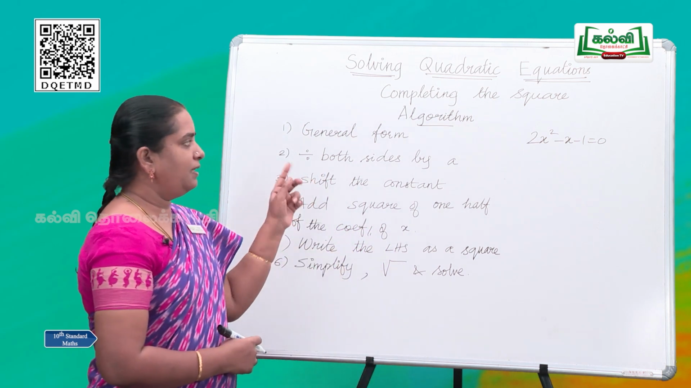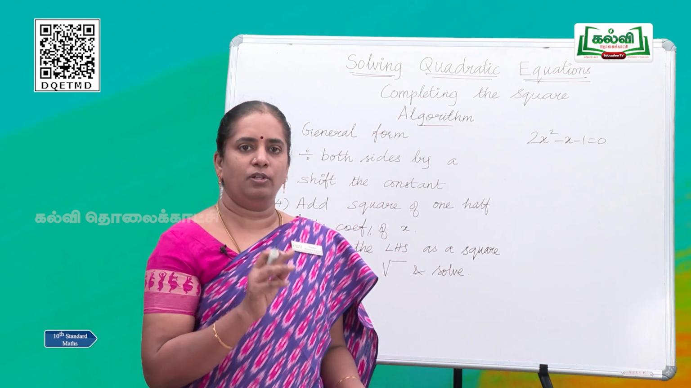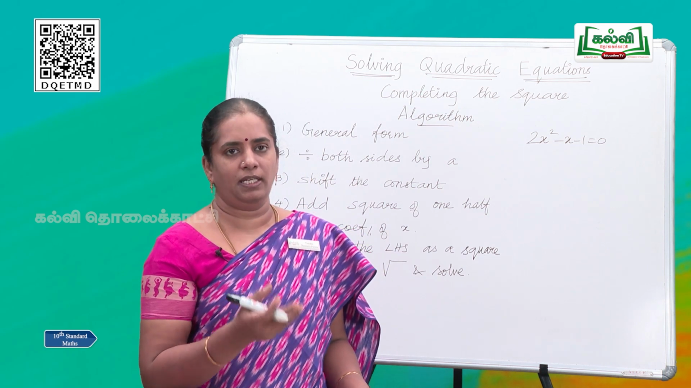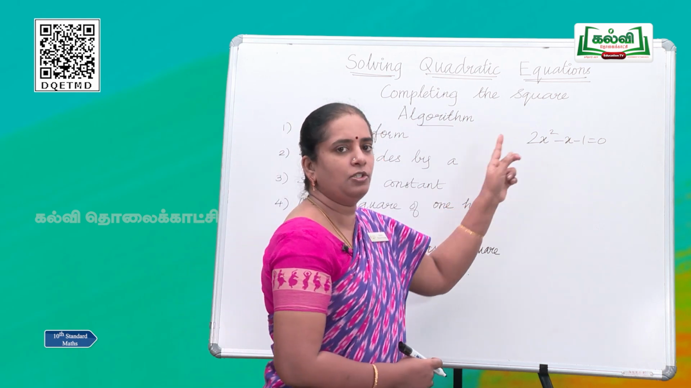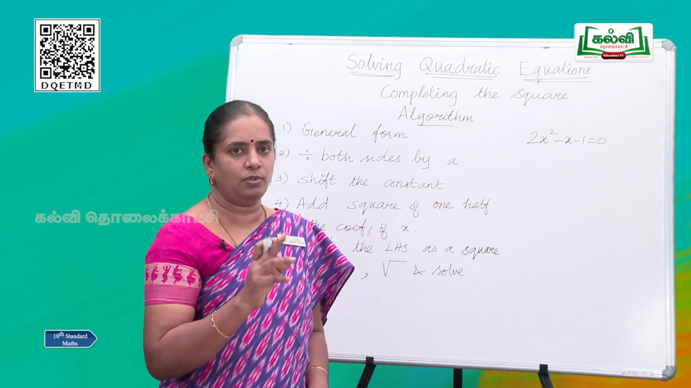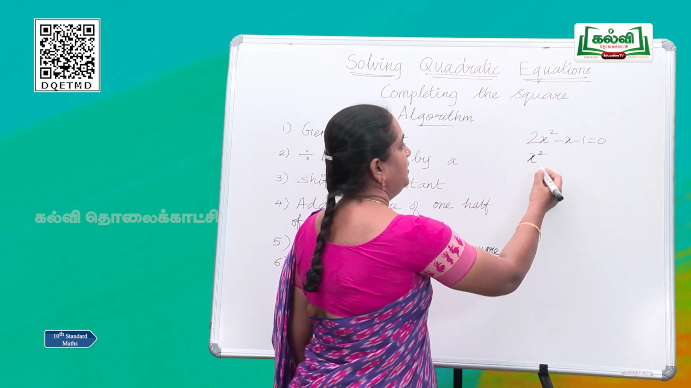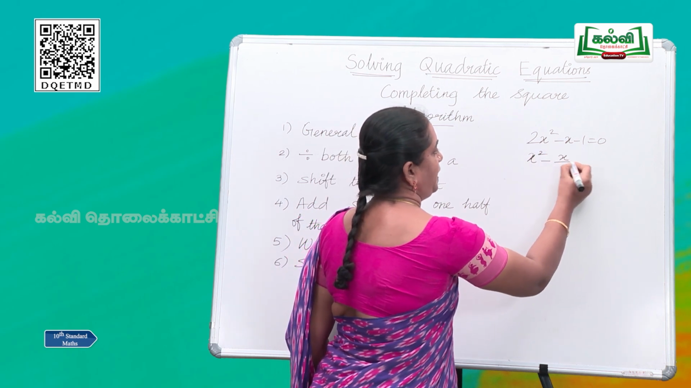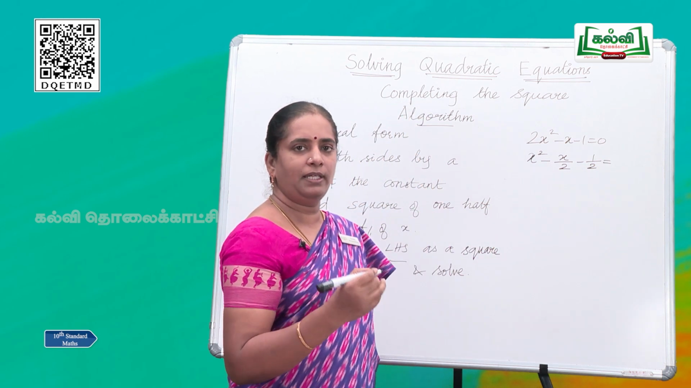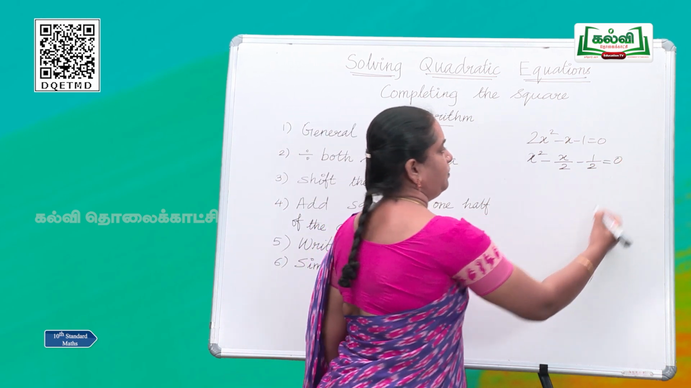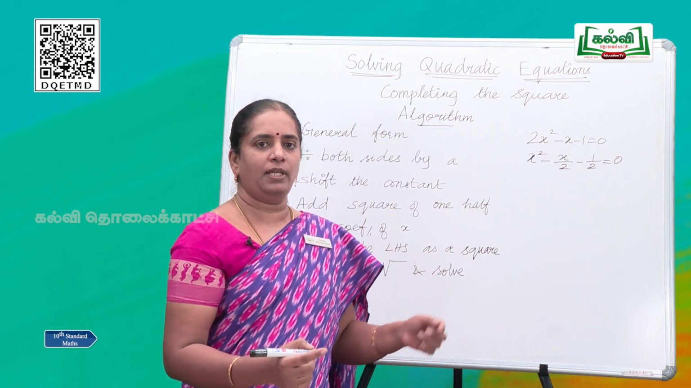The second step is to divide both sides by a. What is a here? A is the coefficient of x square, or we can name it the quadratic coefficient. So, the quadratic coefficient here is 2. So, divide both sides by 2. The equation becomes 2x square by 2 is x square, minus x by 2, minus 1 by 2 is equal to 0, since 0 divided by anything is 0. So, in this step we have brought the coefficient of x square to 1.